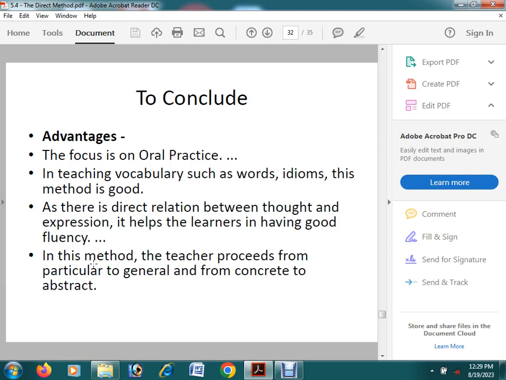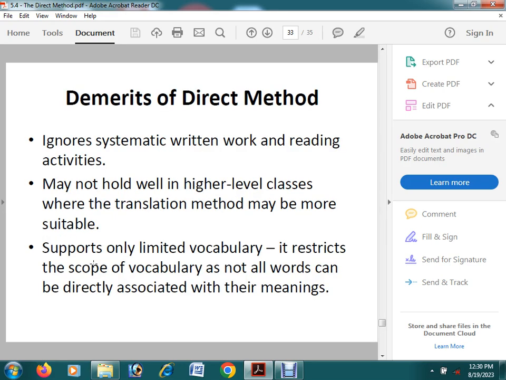Okay, thought process and learning. In case any student follows the direct method, the learners will get fluency. It's very natural. And in this method, the teacher proceeds from particular to general and from concrete to abstract. So in such a way, they will be teaching the direct method.